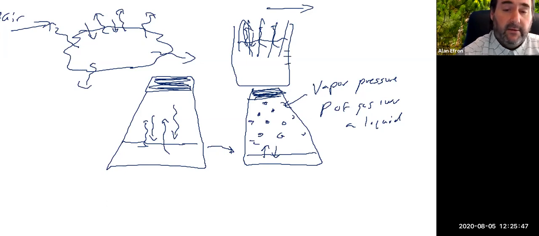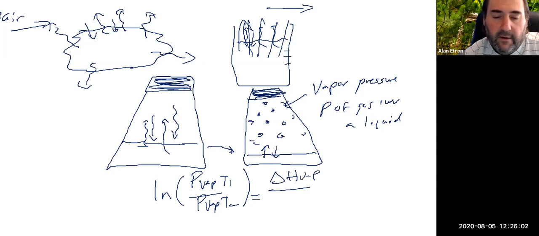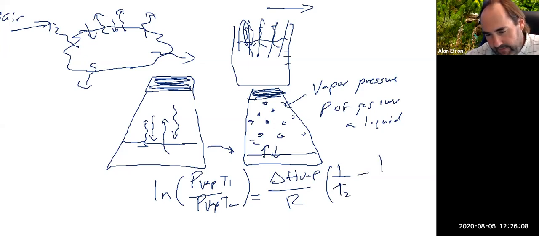We also saw a formula about vapor pressure, which is the natural log of the vapor pressure at temperature 1 over the vapor pressure at temperature 2 equals delta H of vaporization over R times 1 over our second temperature in Kelvin minus 1 over our initial temperature in Kelvin.